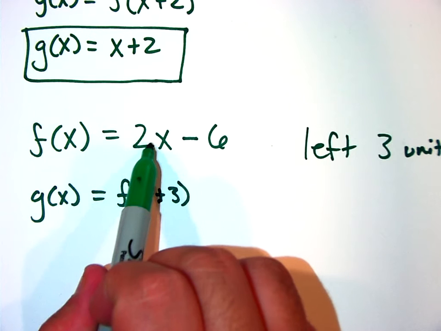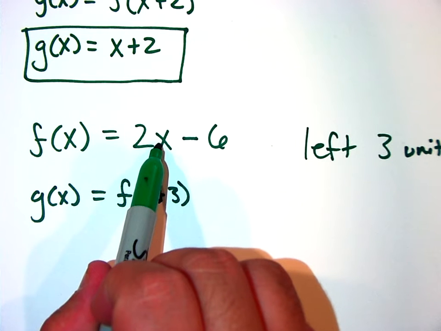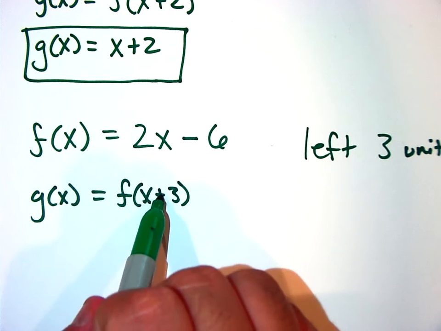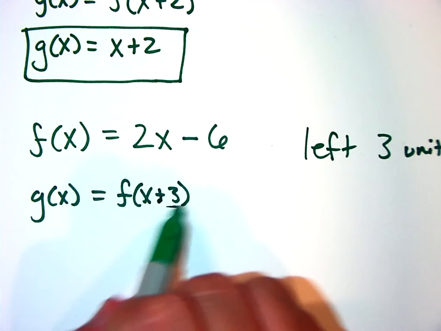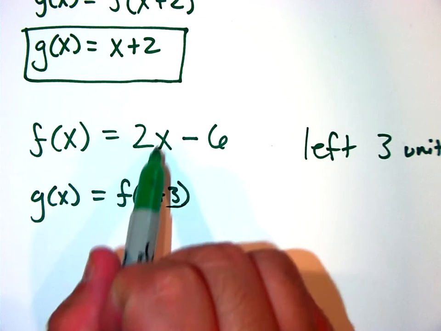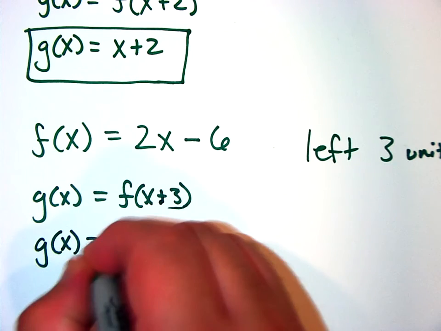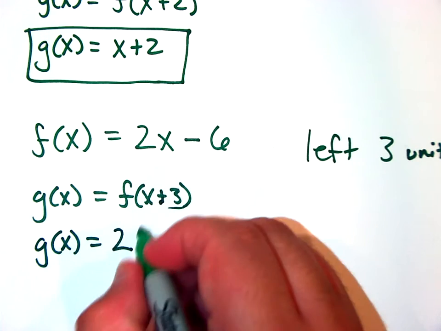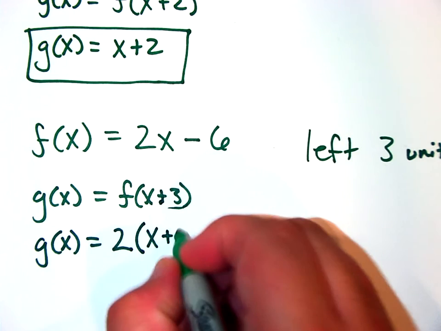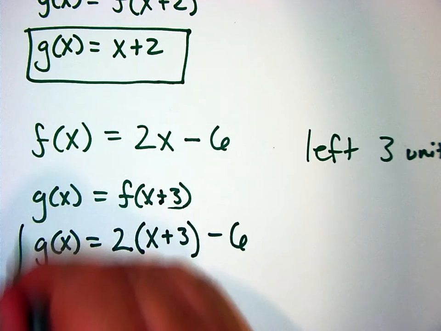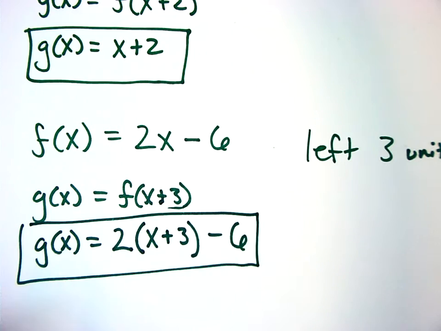So on this side of the function, when I substitute it, instead of just writing x, I'm going to write x plus 3 here in parentheses. I'm just going to take these parentheses and put them where x is. So our actual new function, g of x, is equal to 2 times (x plus 3) minus 6. This is your new function. That's the transformation.